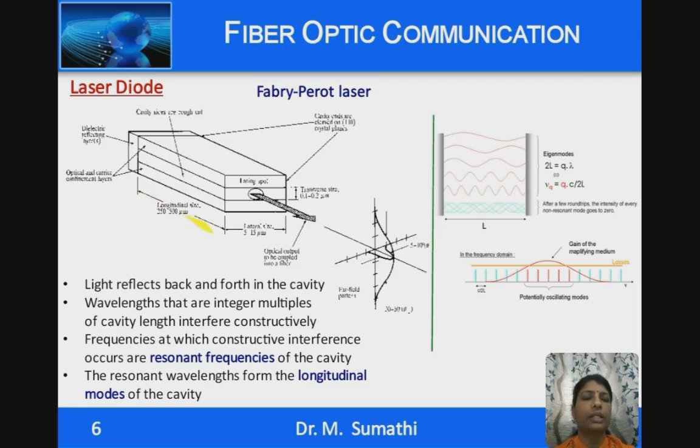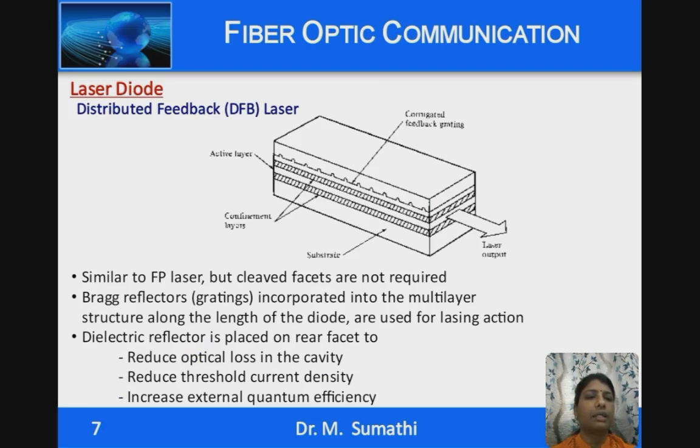So, this is the longitudinal direction, the lateral direction and the transverse direction of a laser. In a distributed feedback laser, the gratings are distributed over the entire length of the laser just above the PN junction. So, here the cleaved surface as in a Fabry Perot laser is not required. The light emission is from the front end. At the rear facet there is a dielectric reflector which helps to reduce the optical loss in the cavity, reduces the current density threshold and also increases the external quantum efficiency.